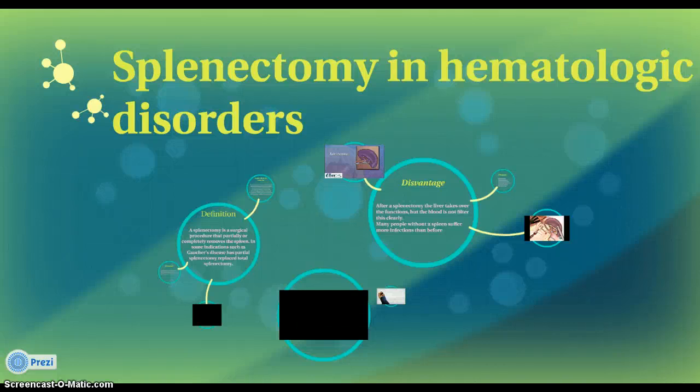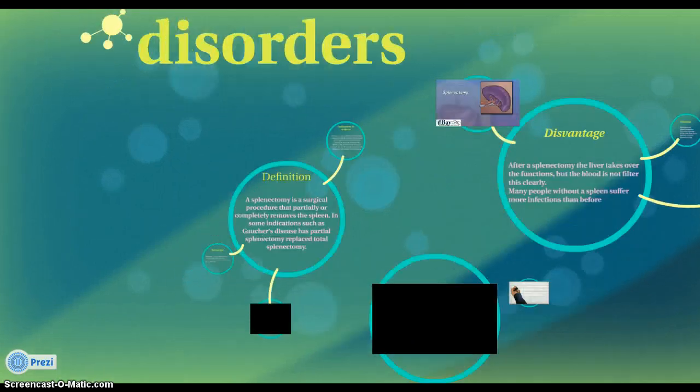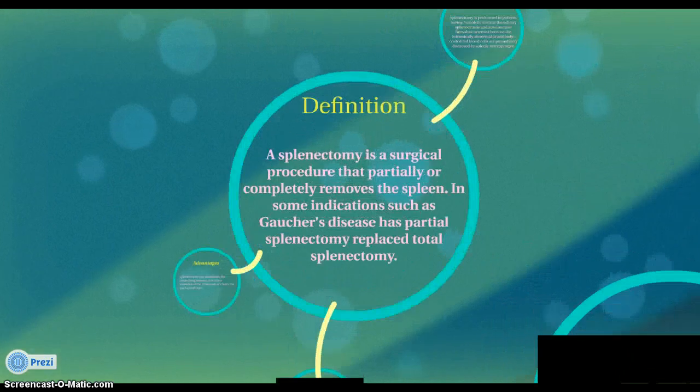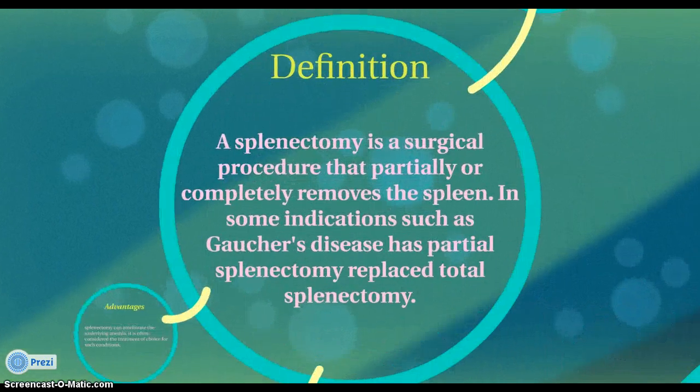Splenectomy in hematologic disorders. Definition: a splenectomy is a surgical procedure that partially or completely removes the spleen. In some indications, such as Gaucher's disease, partial splenectomy has replaced total splenectomy.